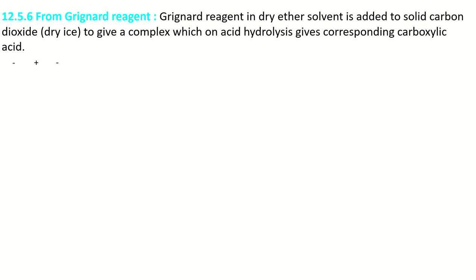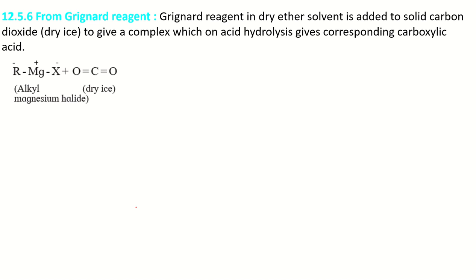Let's see the Grignard reagent formula. This is the formula of Grignard reagent, that is RMgX, R having negative charge, that is you can say delta negative charge. Magnesium having positive charge. Magnesium is a metal, hence it is having positive charge, and halide having negative charge. This is the Grignard reagent. RMgX is the Grignard reagent, that is called as alkyl magnesium halide. Yeah, you can say organometallic reagent.